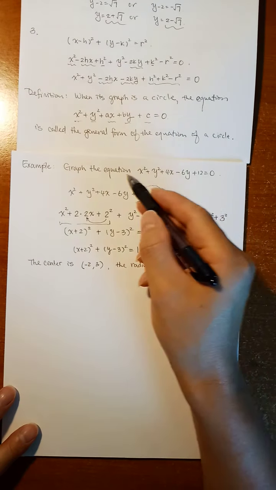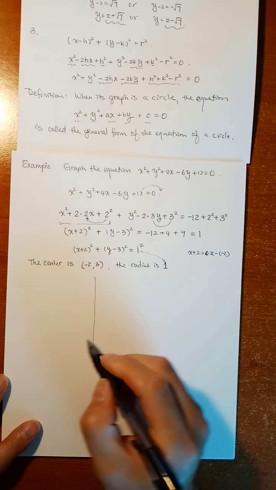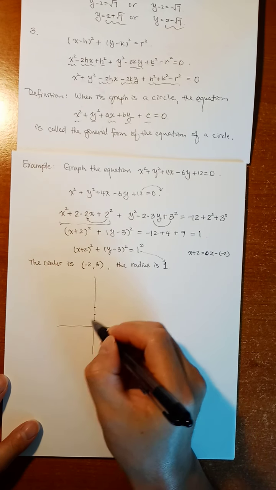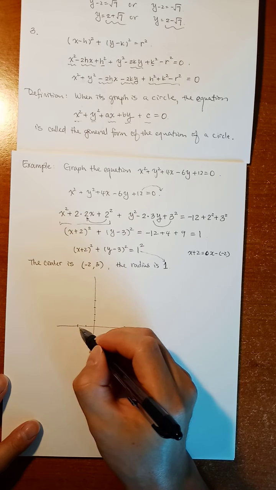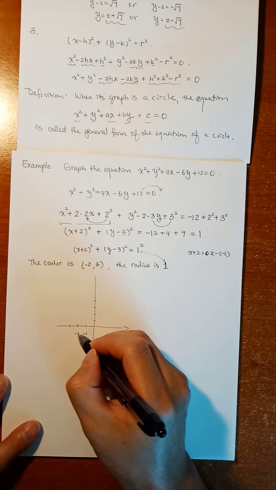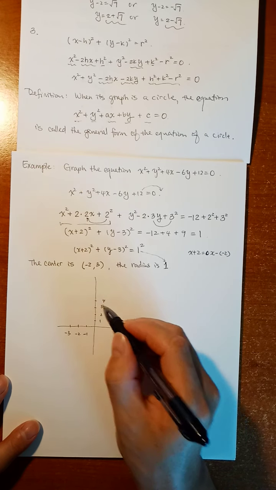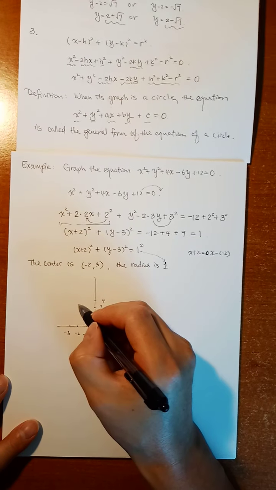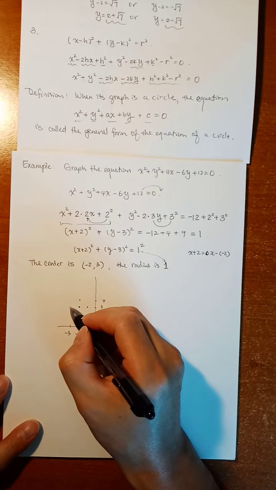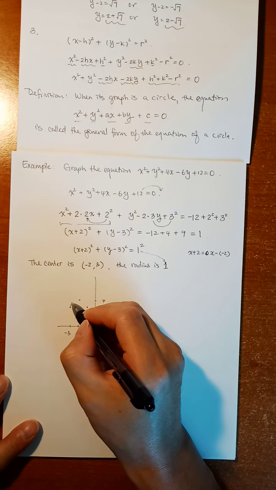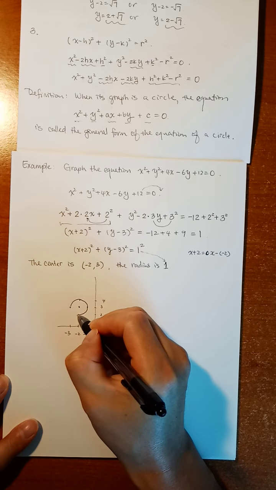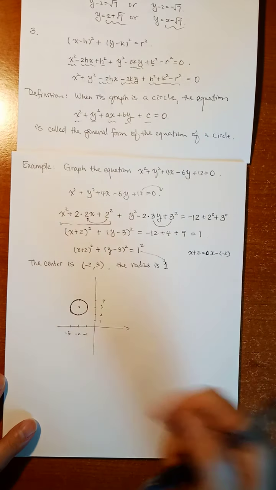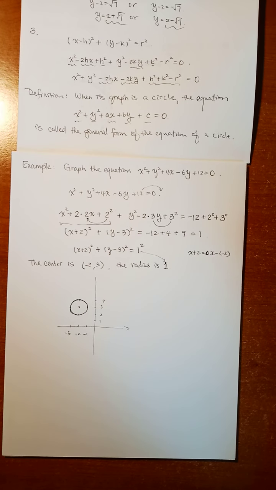Okay, now let's try to graph. The main problem is to graph it. So we have 1, 2, 3, 4, negative 1, negative 2, negative 3, on both axes. The center is negative 2, 3, and negative 2, 3 is here. Radius is 1. You go top 1 unit, right 1 unit, left 1 unit, bottom 1 unit. And then you connect those 4 points with arcs. So you get a circle. That's it. Okay?